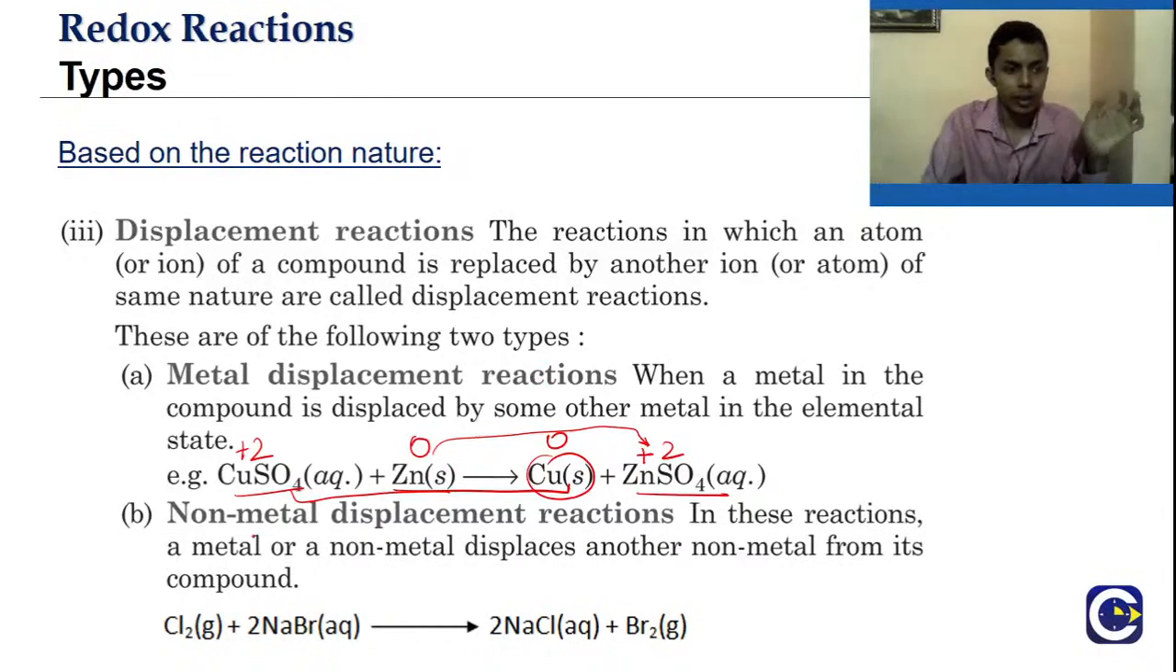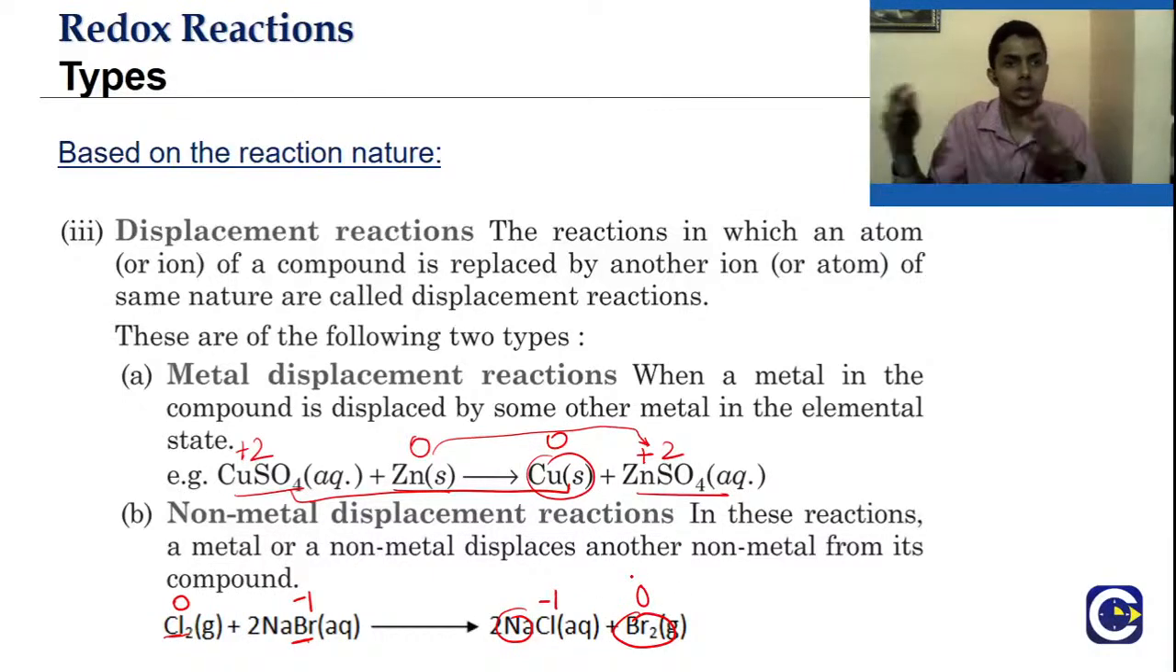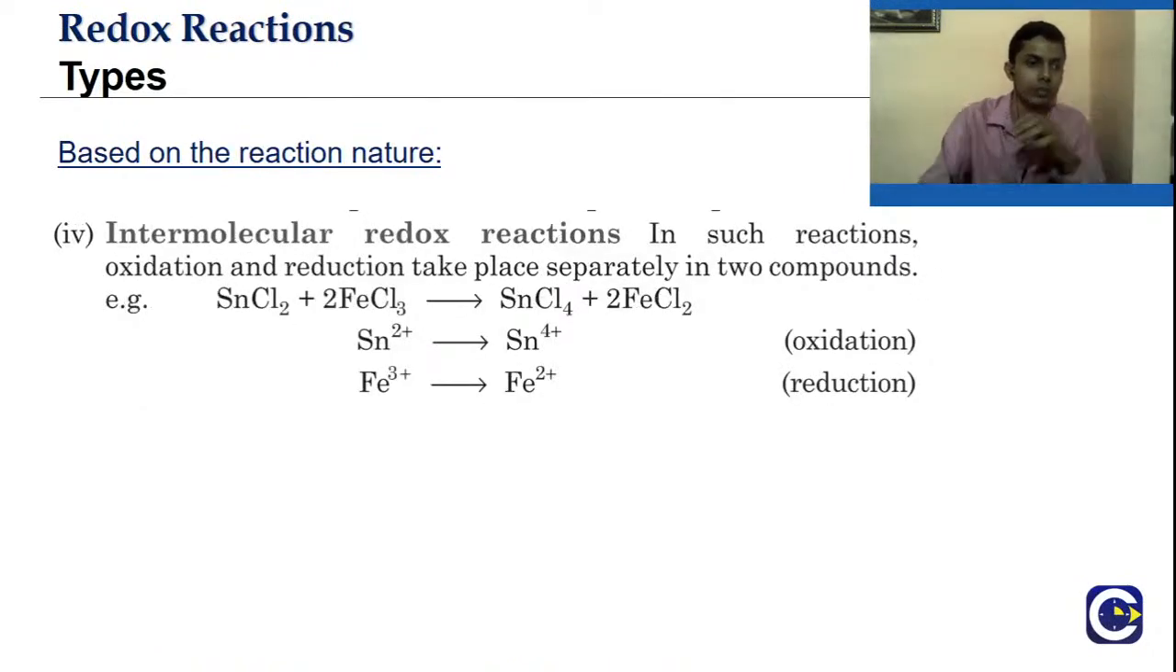Here is the example of chlorine replacing bromine. So chlorine gets added to sodium and bromine comes out in the free state. Here the oxidation number of bromine is -1. Chlorine is 0 on the reactant side, and on the product side chlorine is -1 and bromine is 0. So chlorine is undergoing reduction, bromine is undergoing oxidation.